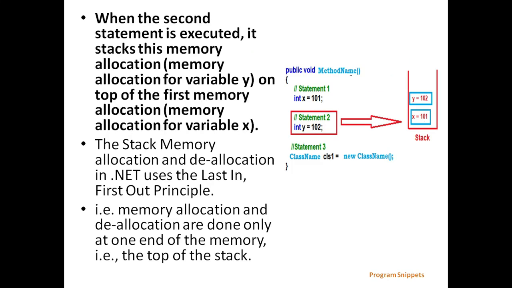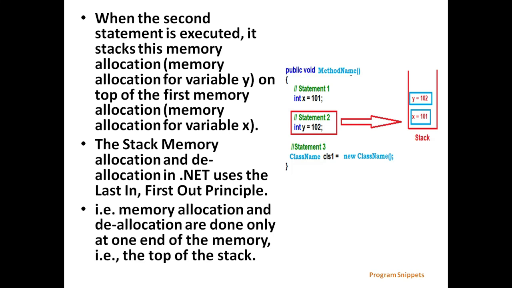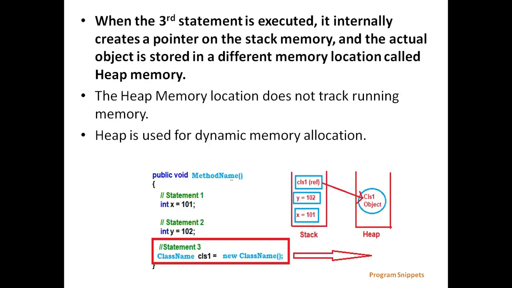When the second statement is executed, it stacks its memory allocation on the top of the first memory allocation. That is, memory for variable y is allocated on the top of the memory allocation for variable x. The stack memory allocation and deallocation in .NET uses the last in first out principle. That is, memory allocation and deallocation are done only at one end of the memory, that is the top of the stack.